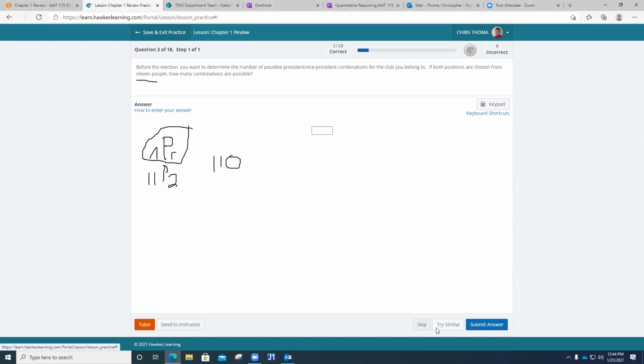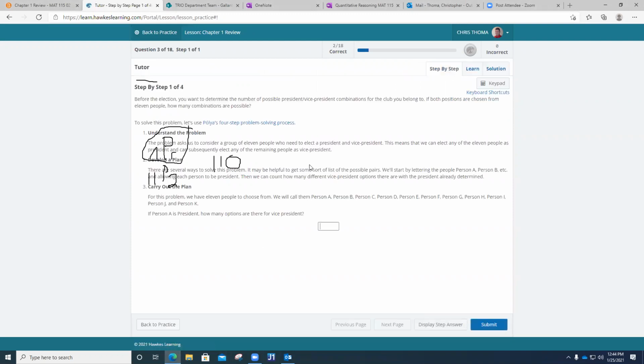So if I click on tutor, oops, let me clear my drawings. Annotate, clear, so I can show you how to use the tutor button as well. I believe the answer to be 110. So this is how the tutor key works.